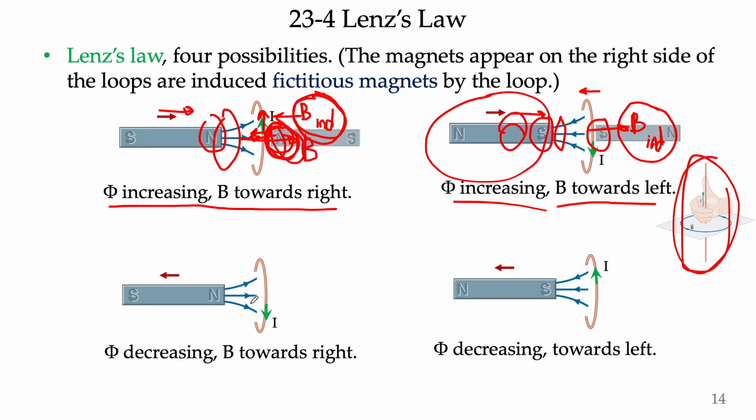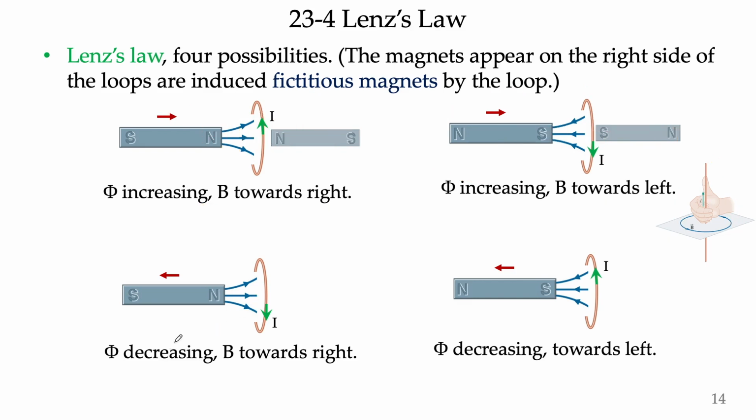Okay, let's look at the third example. Now the third situation is that the bar magnet is moving to the left, so the flux here is decreasing, right? Because as you go away from the loop, the magnetic field strength inside the loop will be less and less. Now, what is the direction of the magnetic field lines? They are to the right. The flux is decreasing, and the magnetic field is to the right.